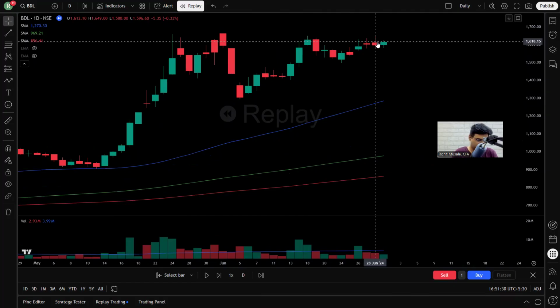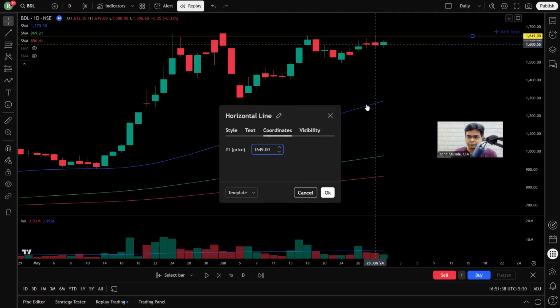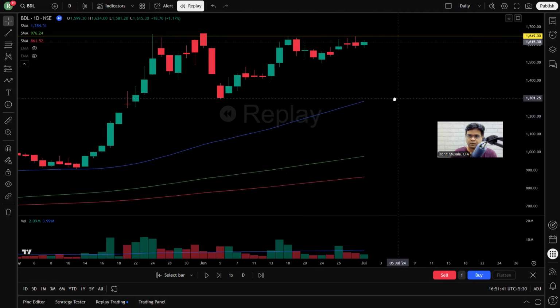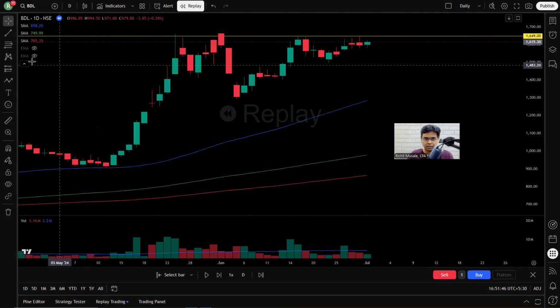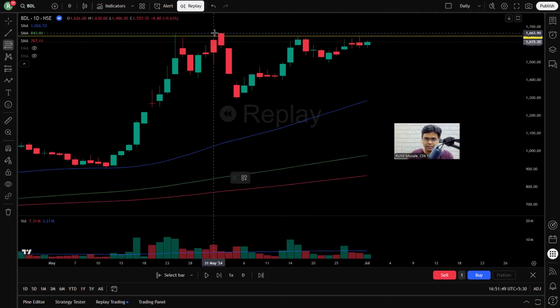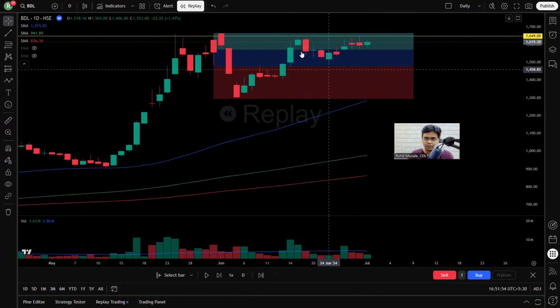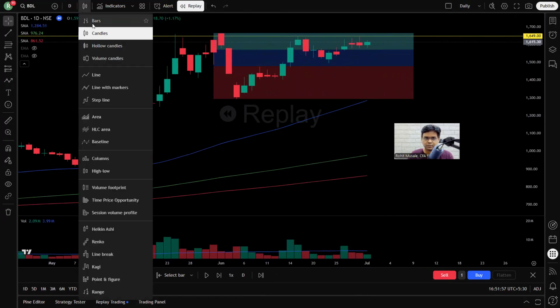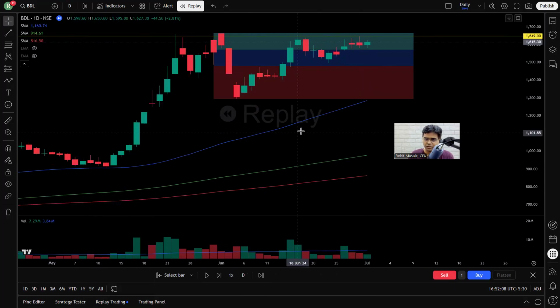Which is 1649. So let me draw the line at 1649. And if you want to see the base, it should look like this. See, nice green zone closings. The horizontal line represents the green zone closing. Coming back to the candlestick chart.